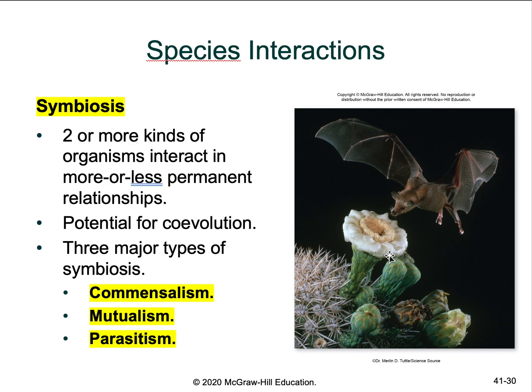Well, if you guessed mutualism, you are correct. Mutualism means that both organisms benefit from the relationship. So the flower is benefiting because the flower is getting pollinated, and the bat benefits because the bat comes and is able to drink the nectar. So this is a mutualistic relationship. Both parties benefit.